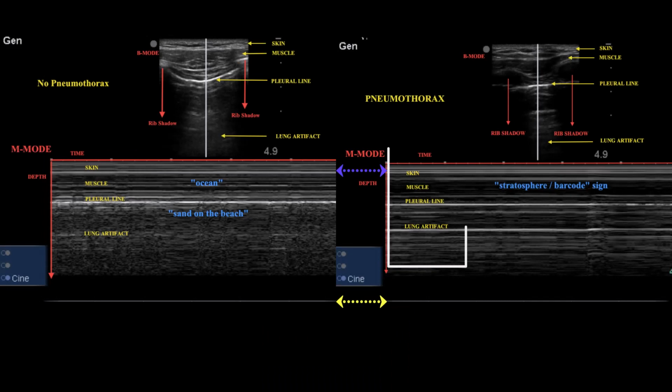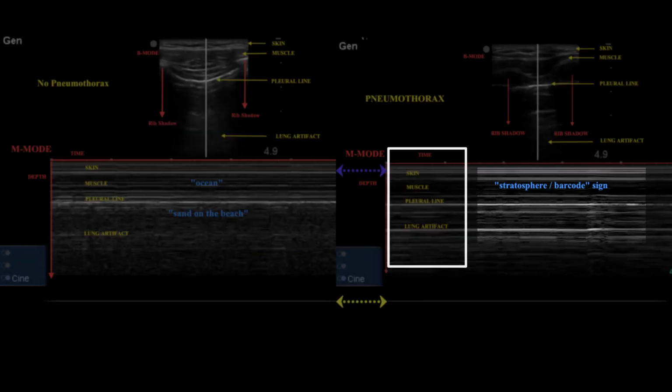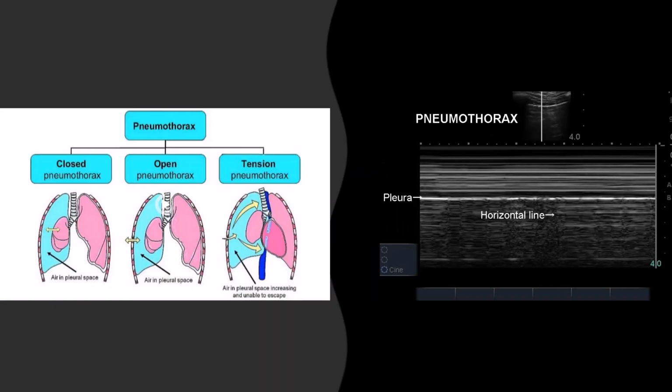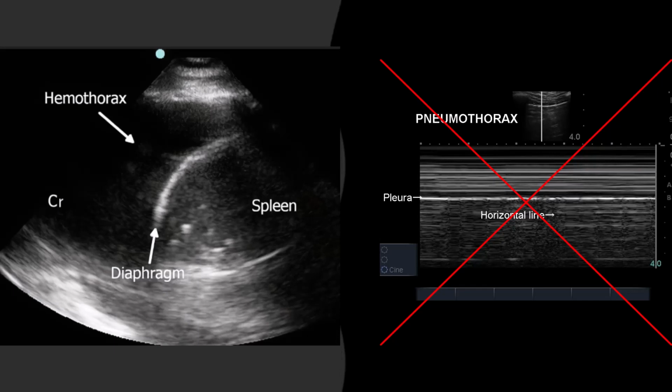Now let's look at a pneumothorax. Again, we see the skin, muscle, pleural line, and lung artifact, but the muscle now looks like a barcode sign. And so we know that we have a collapsed lung because there's nothing there. This is a sign for the presentation of a pneumothorax. A hemothorax can easily be distinguished on normal ultrasound, and you don't need to go to M mode.